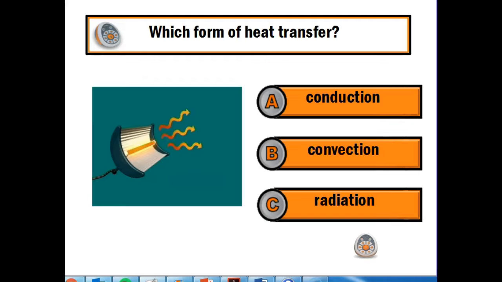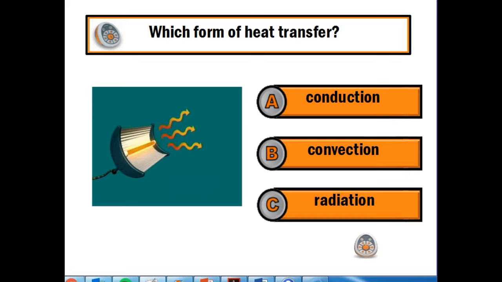So now what we want to do is practice telling the difference between conduction, convection, and radiation. Make sure you pay close attention because I'm going to be telling you about some tricks that you can use to help you figure out which type of heat transfer they're talking about. You know now that in real life we always have conduction, convection, radiation.